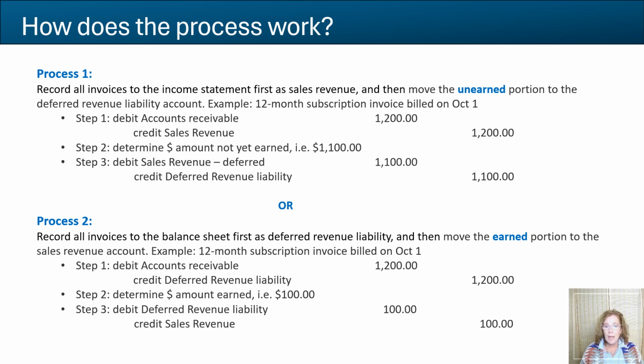So the various GL activity you would see in the deferred revenue liability account depends on whether you're using process 1, where you book all revenue to the income statement first and then move the unearned portion to the deferred revenue liability account, or process 2, where you book all revenue to the deferred revenue liability account first and then book the earned portion to the income statement. However, the net amount of all transactions should be $1,100 credit to the deferred revenue liability account, regardless of the process used.